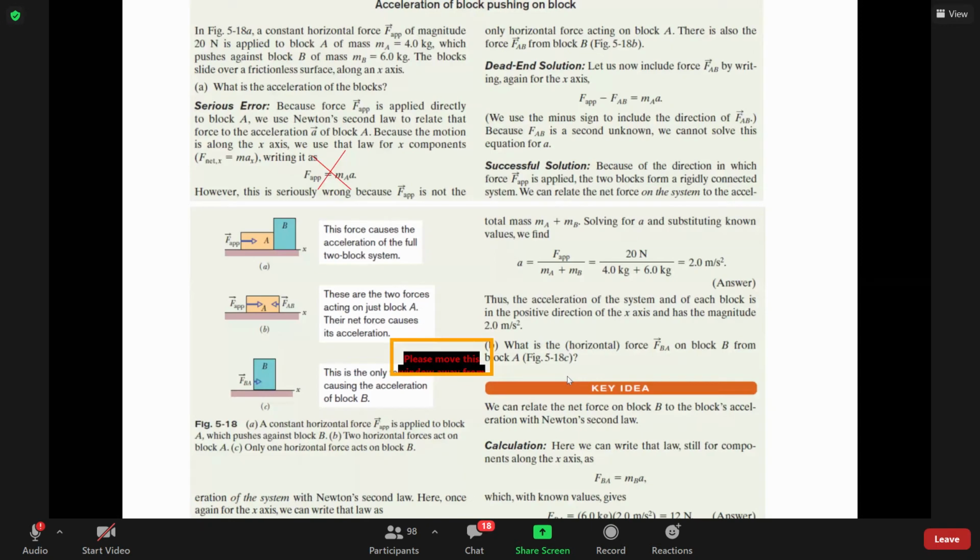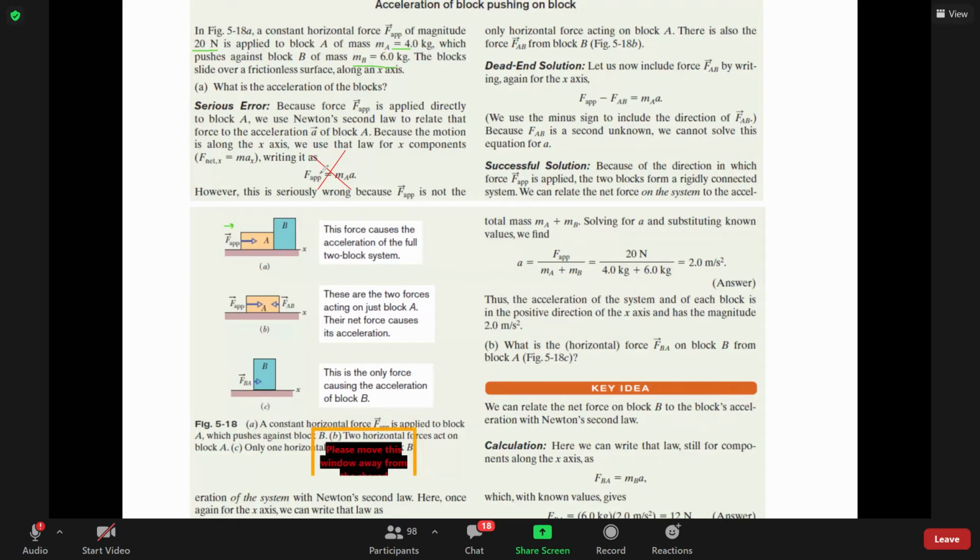The example we have is basically two objects. I have A and B, and the mass of A is 4 kilograms, and the mass of B is 6 kilograms. The applied force is 20 Newton, to the side. Mass A is 4, mass B is 6. And he said, what is the acceleration of the blocks?